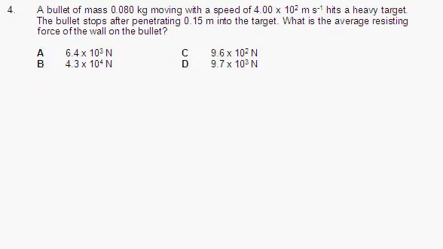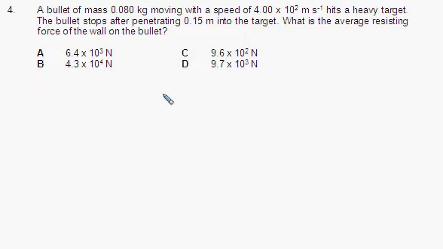Okay, let's now look at question 4. Question 4 says that a bullet of mass 0.08 kg moves with a speed of 4 times 10 to the power 2 meter per second, hits a heavy target. The bullet stops after penetrating 0.15 meters into the target. What is the average resisting force of the wall on the bullet?